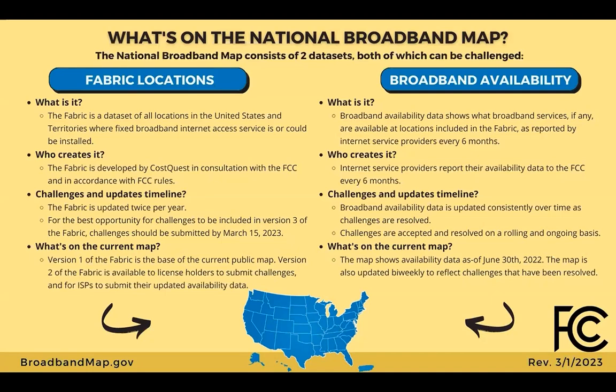That list is a unique data set that is new and that the FCC created for the purposes of developing the National Broadband Map. Many of you may be aware that that is developed by CostQuest in conjunction with the FCC, and that was done as part of a federal procurement process. And that list is a list of all the locations in the United States and territories where we believe fixed broadband internet access services are or could be installed.